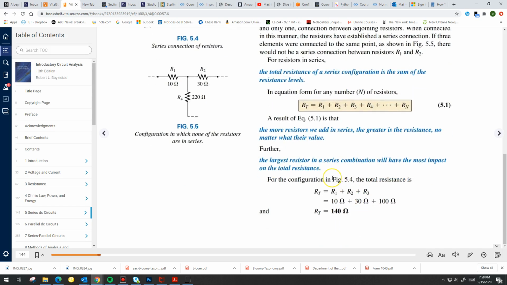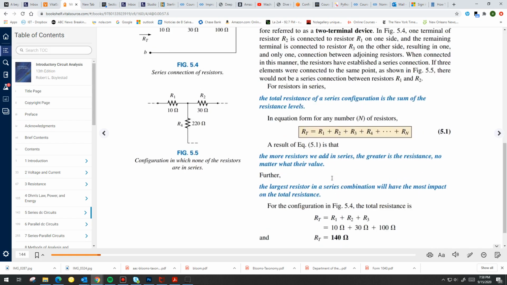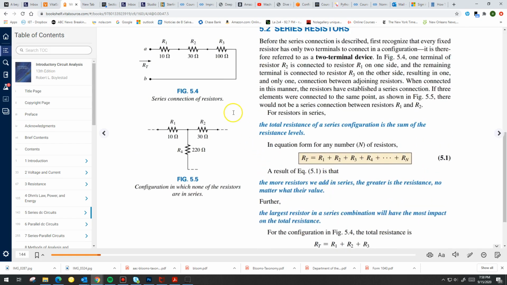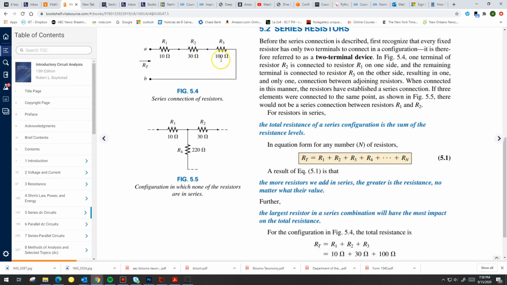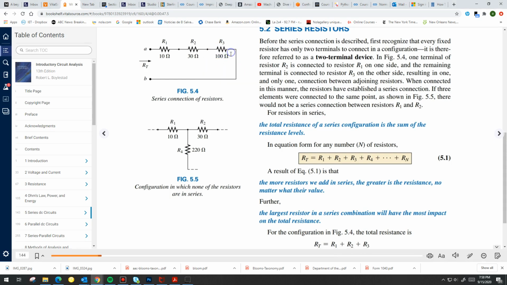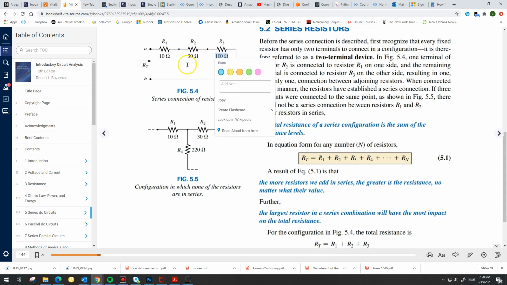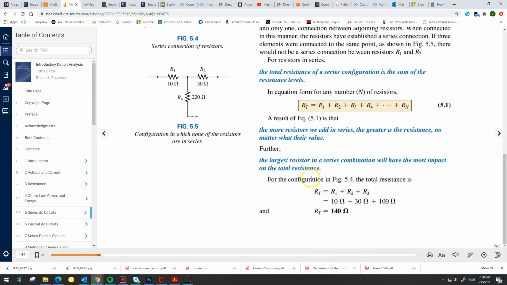The other thing is that the largest resistor in the series combination will have the most impact on the total resistance, okay? That is another nice thing to remember. In other words, in this simple circuit with R1, R2, R3, the 100 ohm is going to have the greatest impact on the overall circuit. Okay, the largest resistance always has more impact, and we'll see why later.